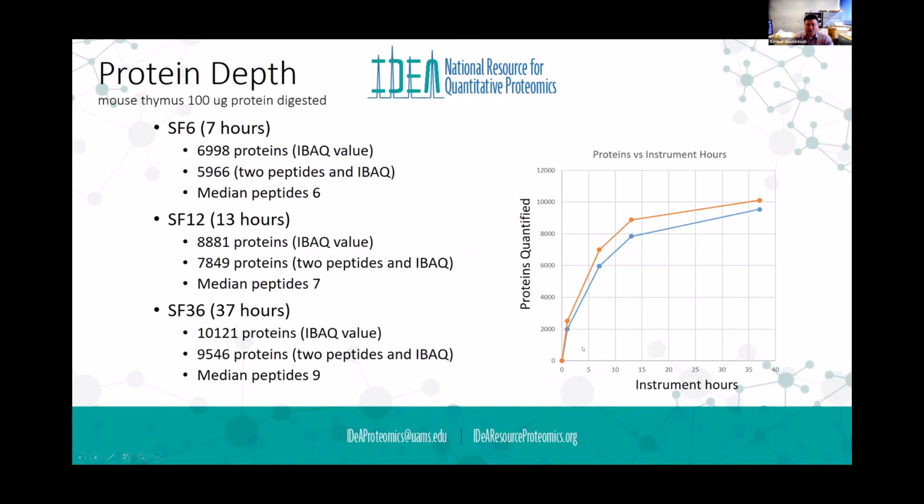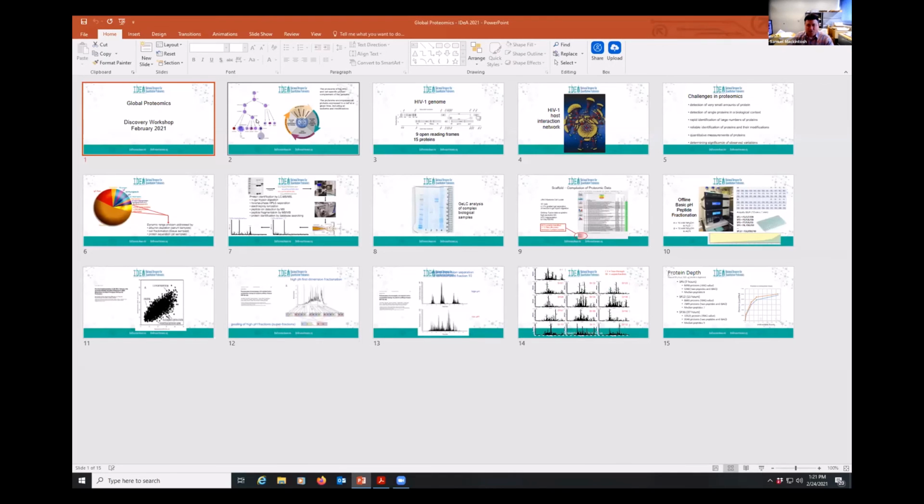And then this is a different graph than we showed yesterday, but it's a similar point. It shows that as you increase instrument hours devoted to a project, you increase proteins identified and quantified, but with diminishing returns. So it takes a lot of instrument time to get out to 10,000 protein IDs, not so much to get up to 5,000 or 6,000. So that's in a nutshell how we approach global proteomics.